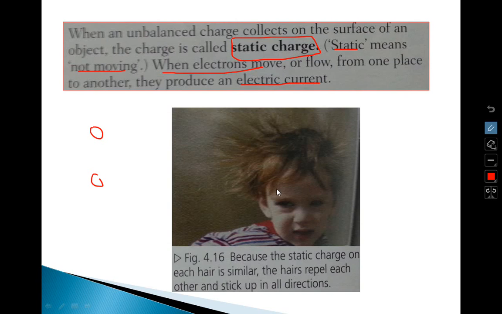So because of a static charge here on each hair, the charge is similar, positive or negative, so the hairs repel each other and stick up in all directions, as you can see in this figure here.